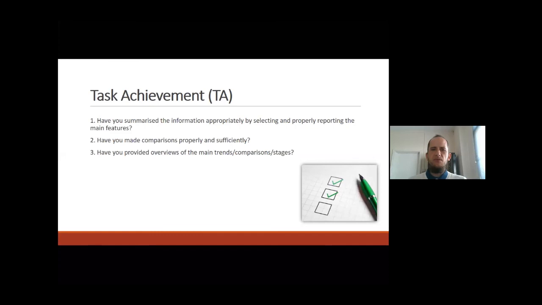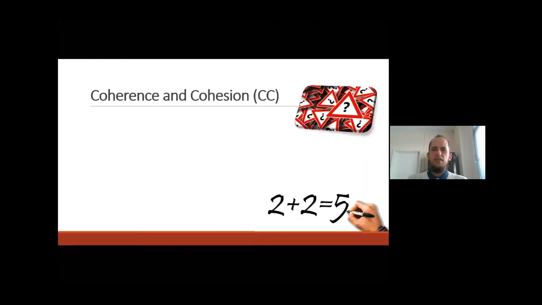So I would really recommend have a look at the marking criteria. What is actually being required of you in these tasks? Have you written a clear overview or a summary for the report? Coherence and cohesion, as I said, is again just about organizing your information logically, and there's not so much of a necessity to paragraph as there was in part 2.